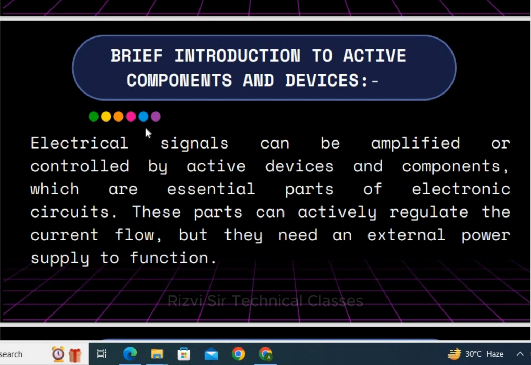These components are crucial in various electronic devices such as amplifiers, computers, mobile phones, and many other modern gadgets, enabling them to perform a wide range of functions in circuits and systems. That's called an active component.